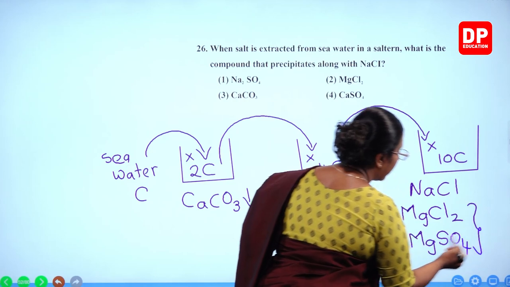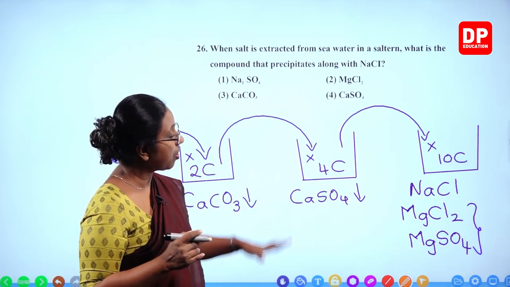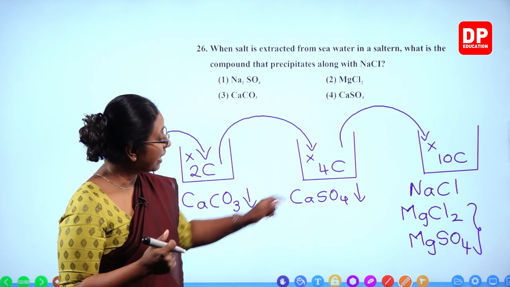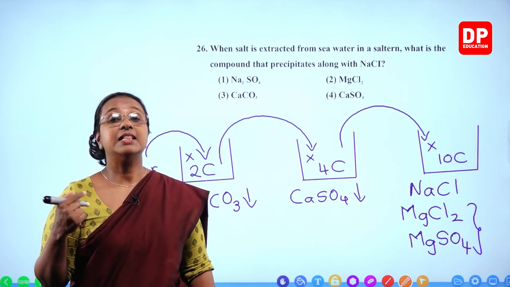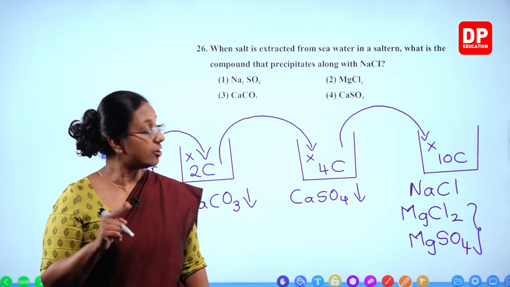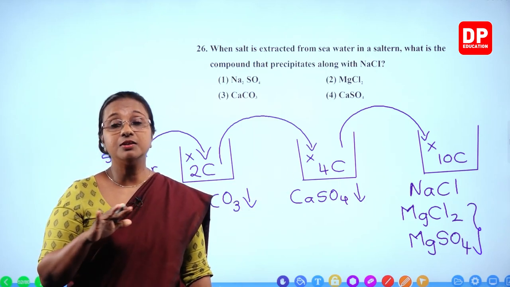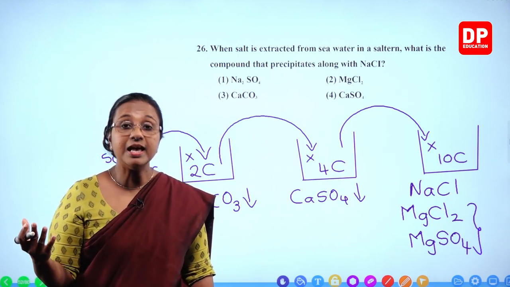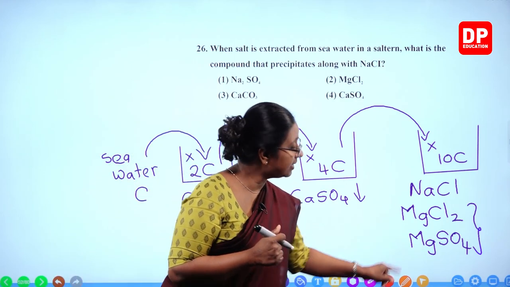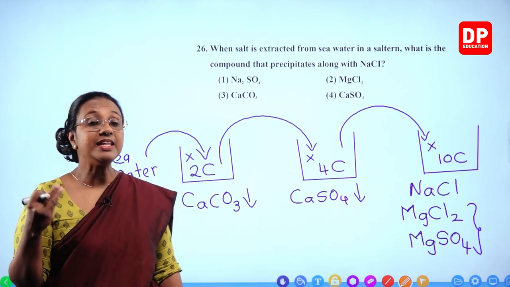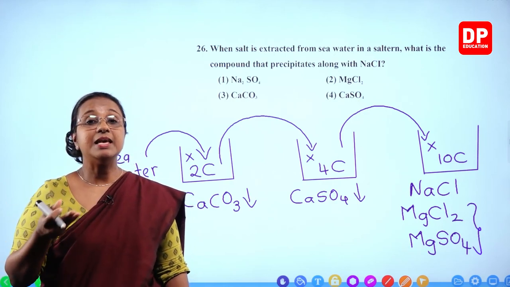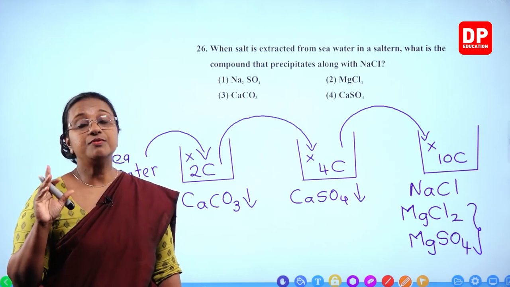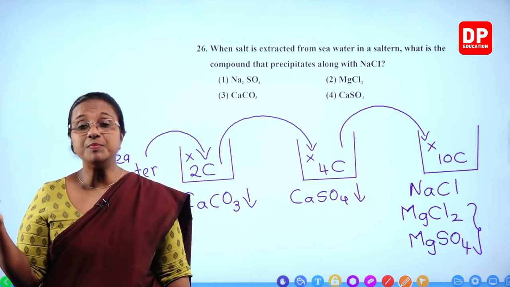Now these 2 are impurities. You all know the normal sodium chloride has the salt taste. It is the table salt. But magnesium chloride and magnesium sulfate have a bitter taste. And also, sodium chloride is not hygroscopic. That means it doesn't absorb water from the atmosphere. But these 2 salts, magnesium chloride and magnesium sulfate, when they absorb moisture from the environment, they become water. That is what is known as hygroscopic nature. So because of those 2 properties, they need to be removed from sodium chloride.